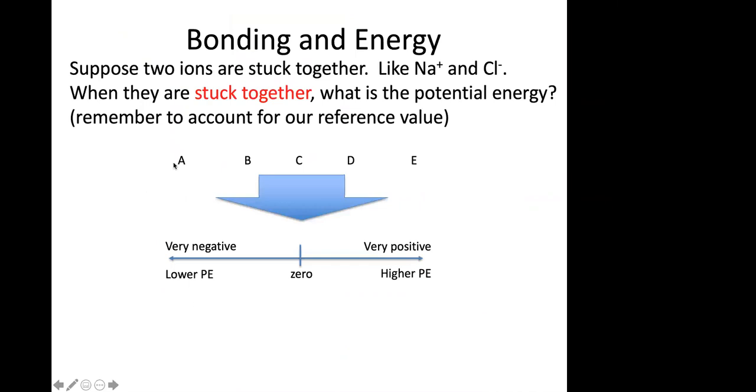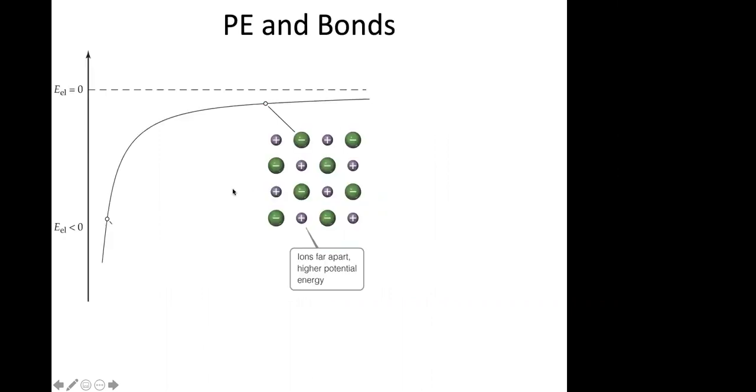I think the best answer is they've come closer and closer together. The potential energy has decreased. And since we're defining a very large separation as zero, they've moved on my number line more and more negative. That's what's shown in this image right here.